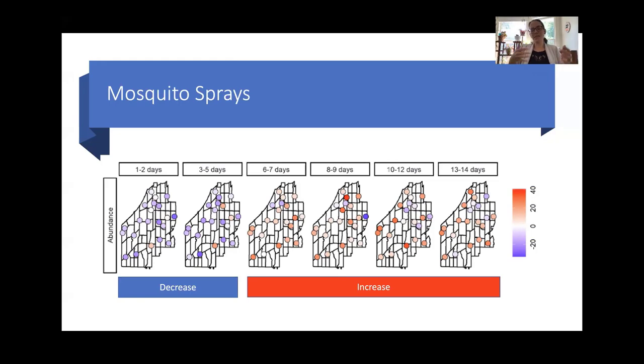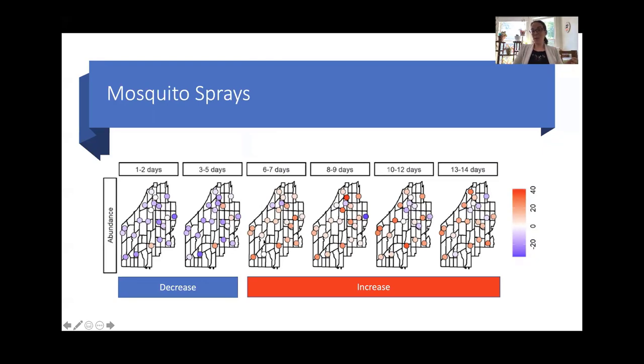Which makes sense. Spraying for mosquitoes isn't going to change which mosquitoes are infected. They're all susceptible to the spray pretty much equally. But what we find with the number of mosquitoes out is that for 1 to 5 days after the spray, we see for the most part, and each of these circles is an individual mosquito trap location, big decreases in the number of mosquitoes we're trapping for 5 days after a spray.